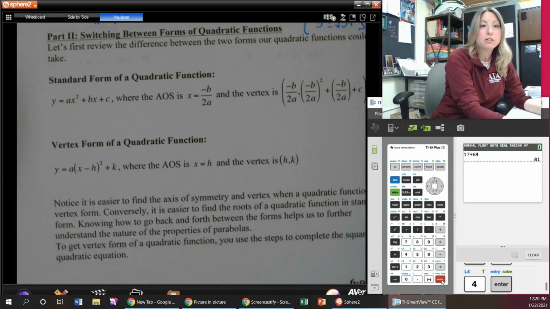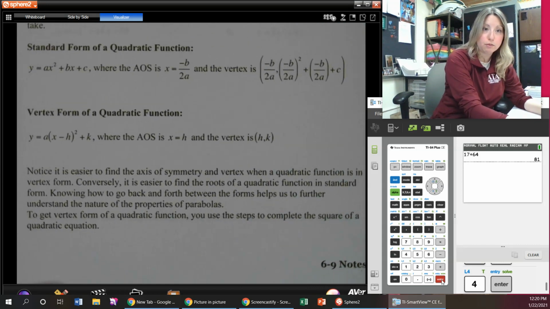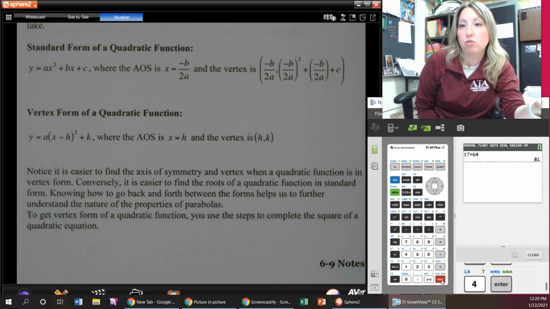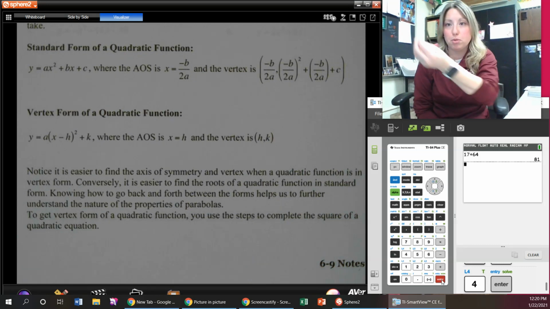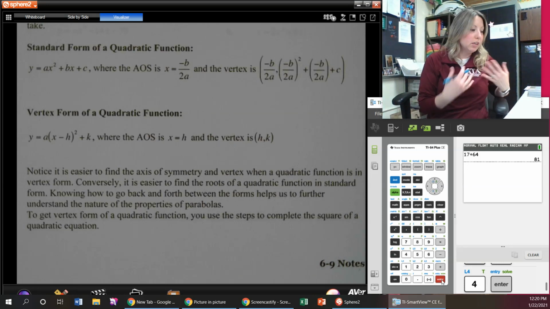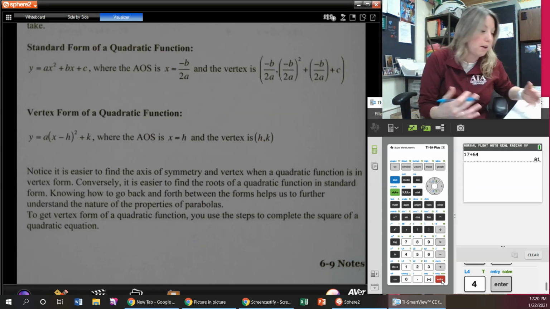And the reason I like vertex form is if my whole goal is to just find the axis of symmetry and vertex, you see those numbers right in the equation of vertex form. So it just makes life easier if that's the goal, okay?